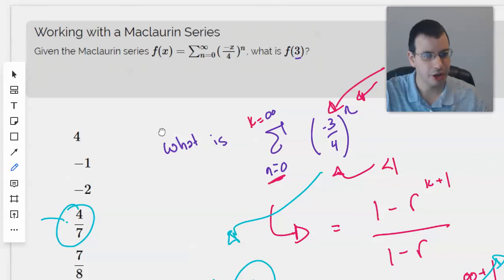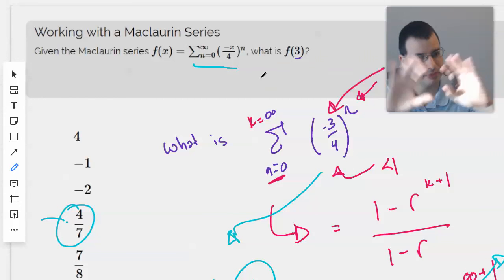It's nice that it's a Maclaurin series. There's some good information behind that. But really, you just look at the data, plug in the numbers, and solve.